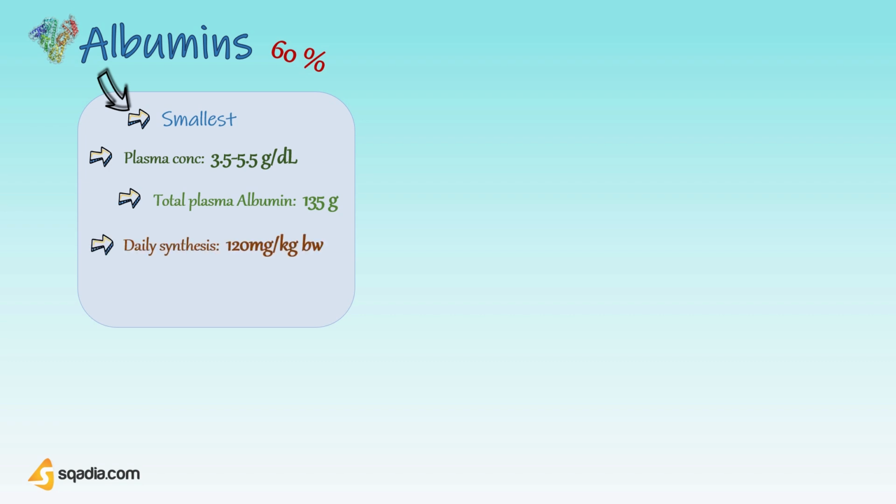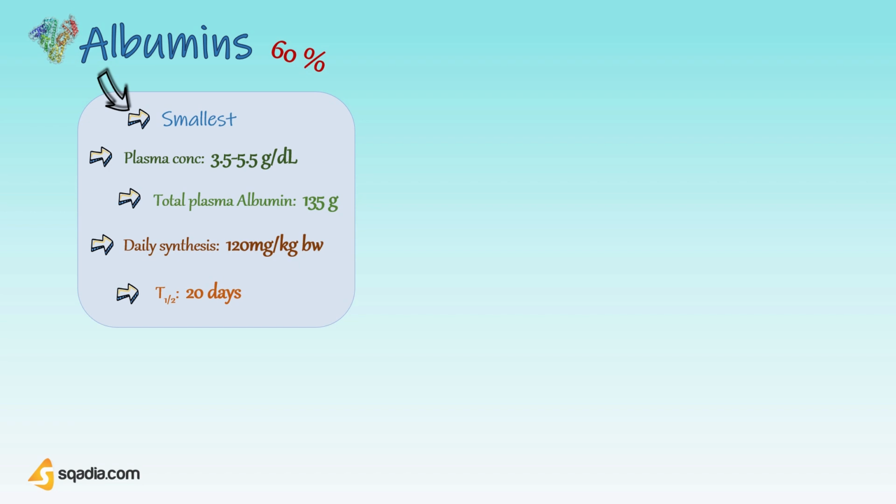We know that all plasma proteins are synthesized by the liver. So albumin is also made in the liver at a rate of approximately 120 milligram per kg body weight. And because of catabolism, it has a half-life in the circulation of almost 20 days.